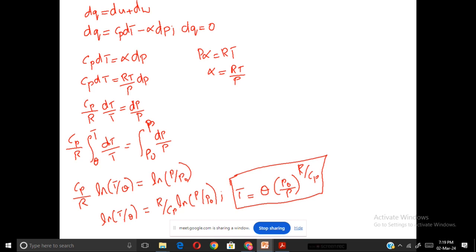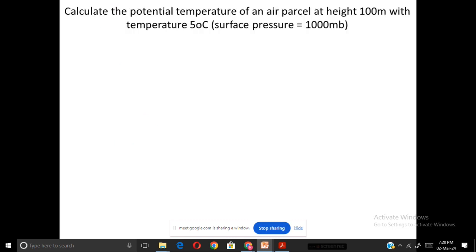Potential temperature is the temperature that an air parcel would attain if it is adiabatically expanded or compressed to the standard pressure level, which is basically considered as 1000 millibar or 1000 hectopascal. So now let's try to calculate the potential temperature of an air parcel at a height of 100 meter with temperature 5 degrees Celsius.